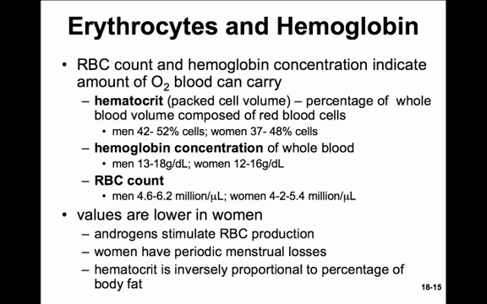Hemoglobin is 13 to 18 grams per deciliter in men and 12 to 16 in women. The red blood cell count itself is 4.6 to 6.2 million per microliter in men, and in women, we'll see 4.2 to 5.4 million per microliter. Now, values are lower in women for a number of different reasons.